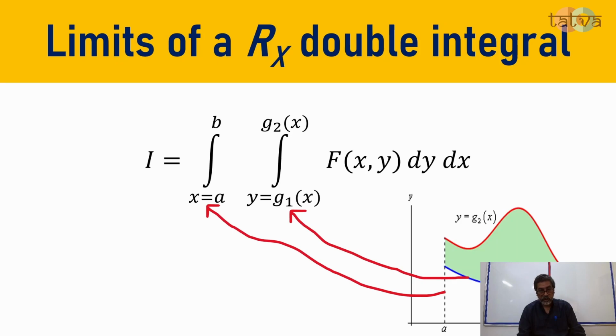Then how do I get my lower limit of y? It comes from the lower curve. And how do I get my upper limit of y? I get it from the upper curve. This is how you fix the limits of a double integral.